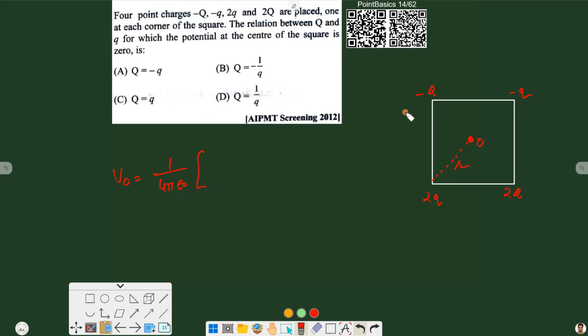into minus q by r minus q by r plus 2q by r plus capital 2q by r. This is the combined potential at the center, and if this has to be 0, then we can also take 1 by r common. So 1 by 4 pi epsilon naught r into minus q plus 2q plus 2q.